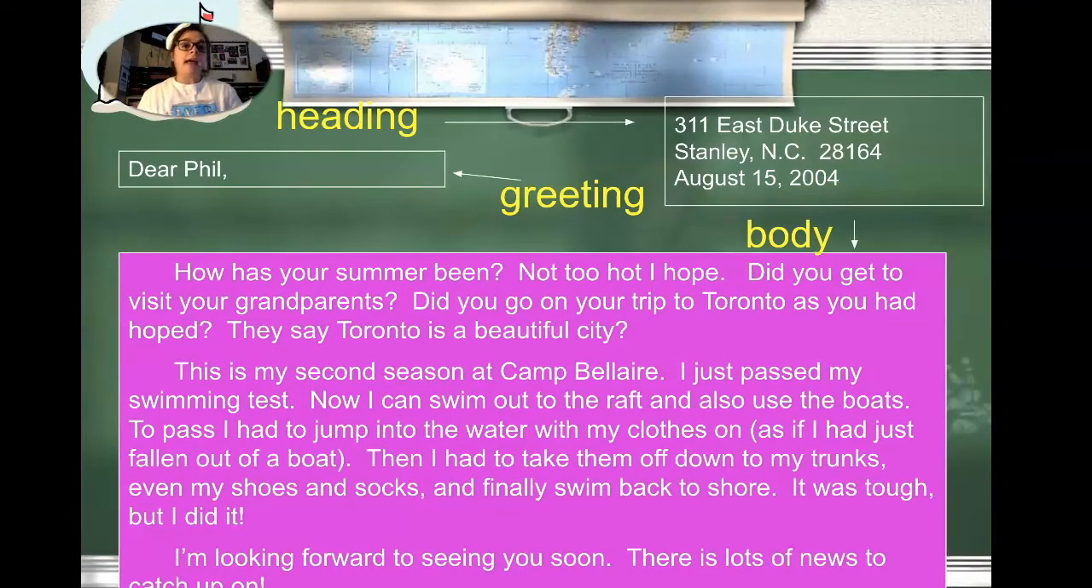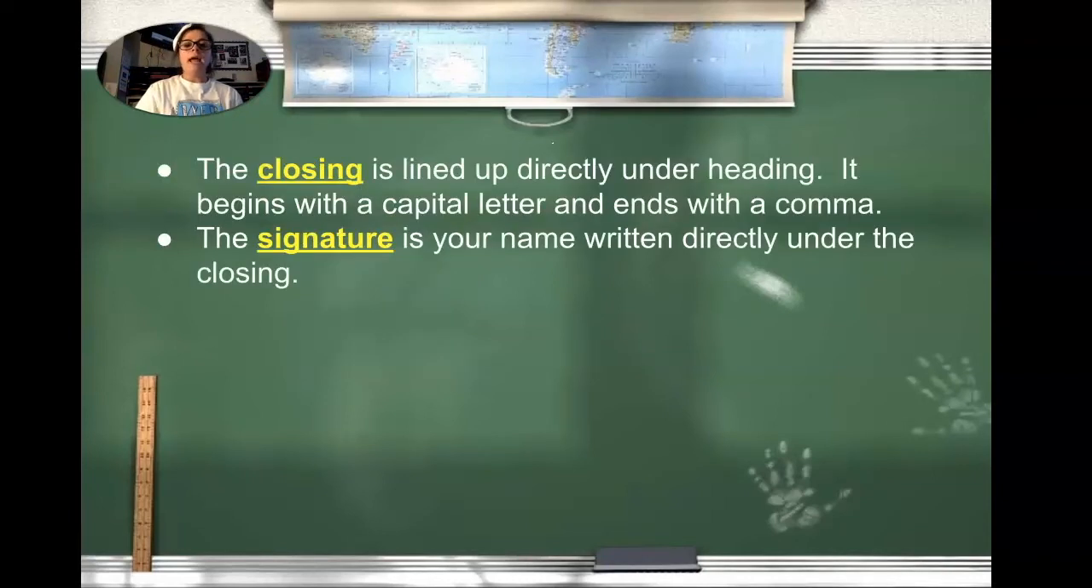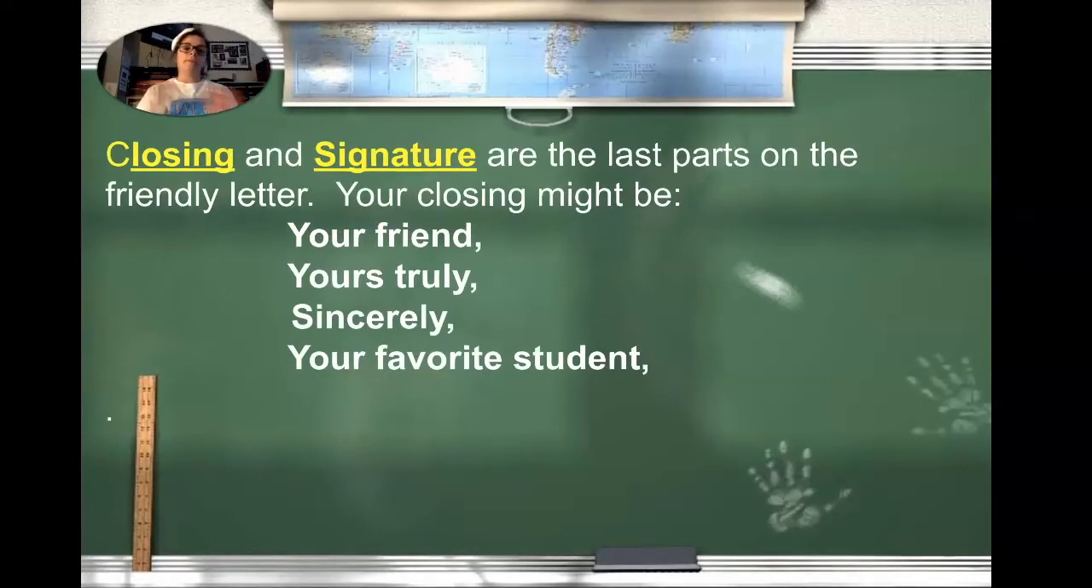So far we got the heading, the greeting, and the body, right? Next up is the closing and the signature. So those are your last parts. So your closing is going to be something like your friend, yours truly, sincerely, your favorite student, your new BFF, whatever you want to use for your closing. And then the signature is going to be your name.